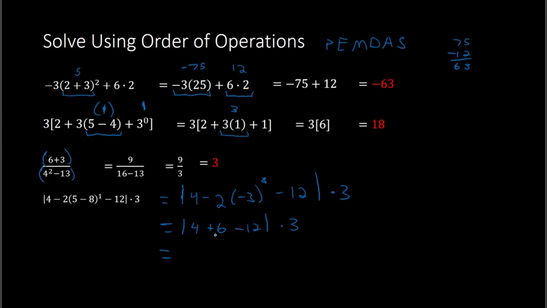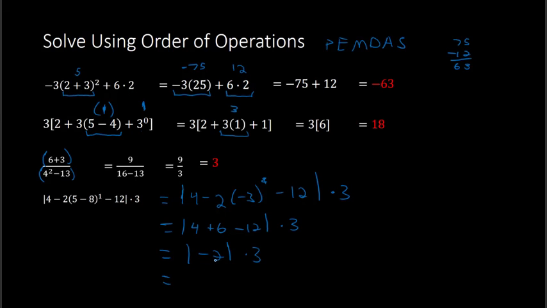Okay, and then we can now do the addition and subtraction within the absolute value. So 4 plus 6 is 10. 10 minus 12 is negative 2. All right, so we have absolute value of negative 2 times that by 3.